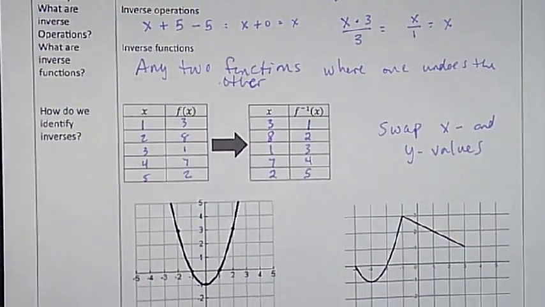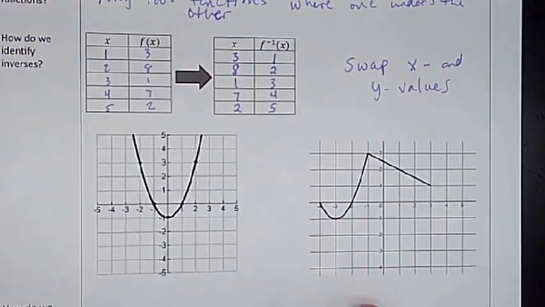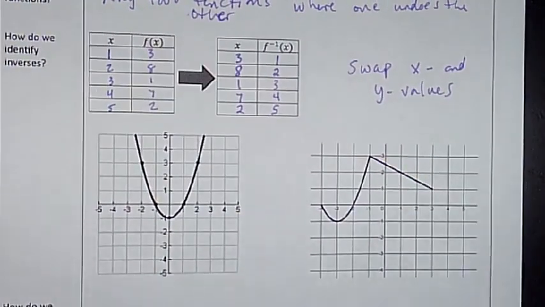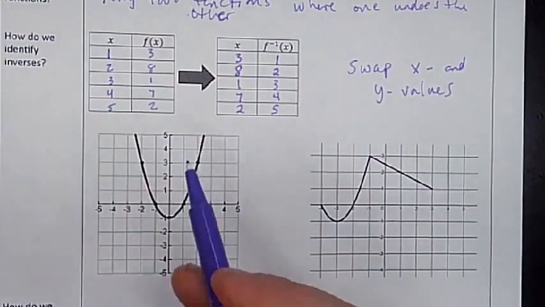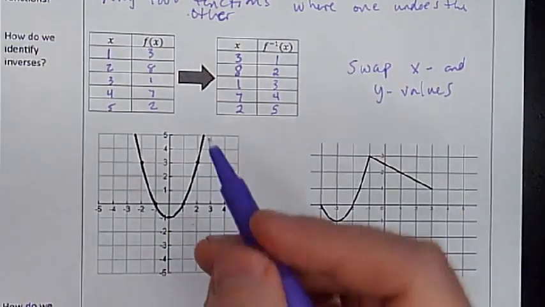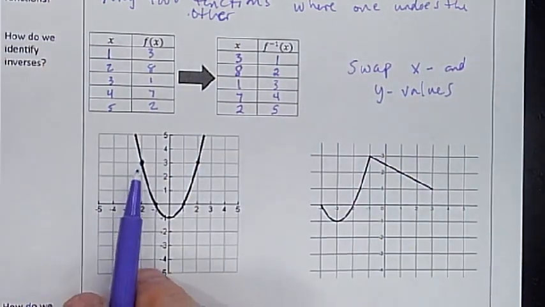Now, if we're looking at a graph, we can use this exact same strategy, knowing that the x values of the original function become the y values of my inverse function. So we're going to do two very quick examples of how to do this. So I'm going to start looking at some points. I'm going to start at the far left. This is the point -2, 3.